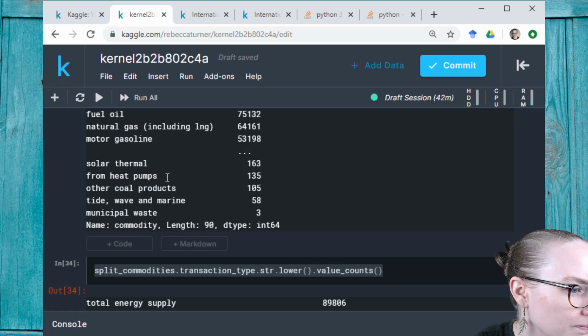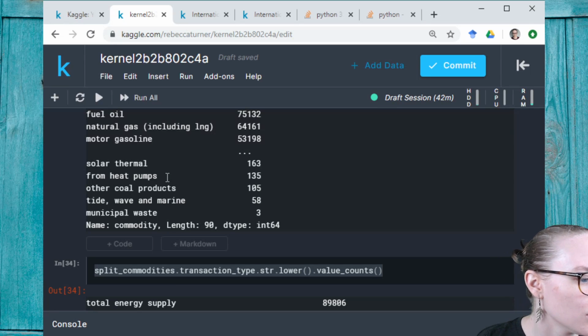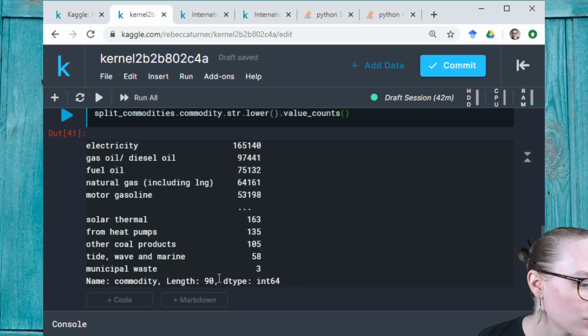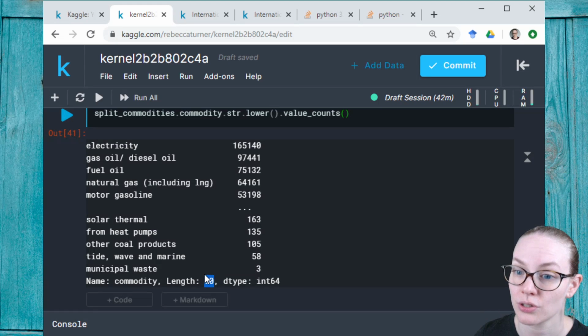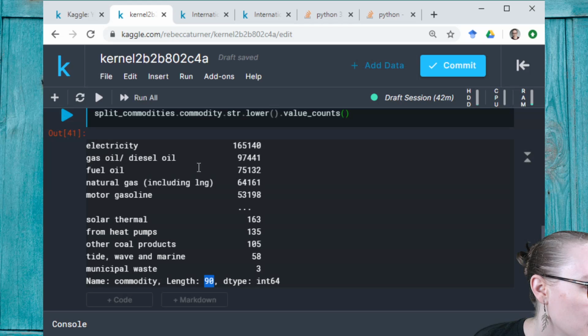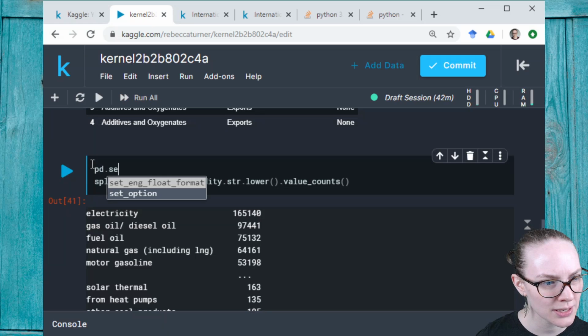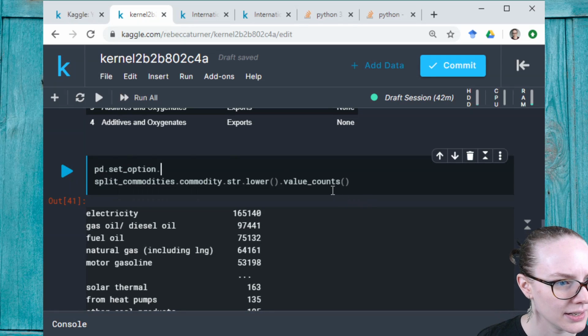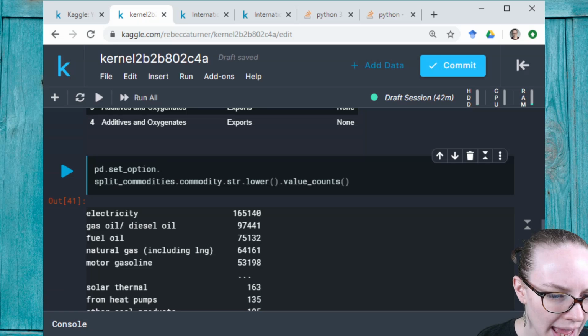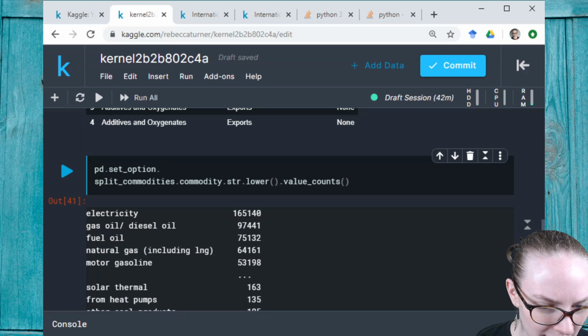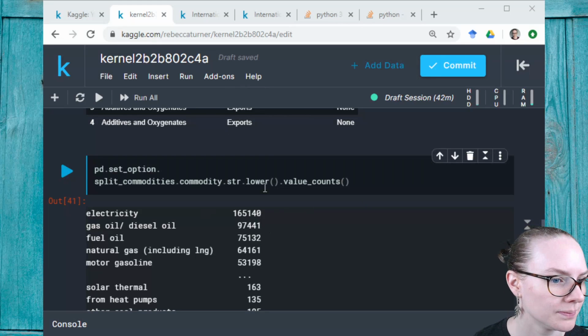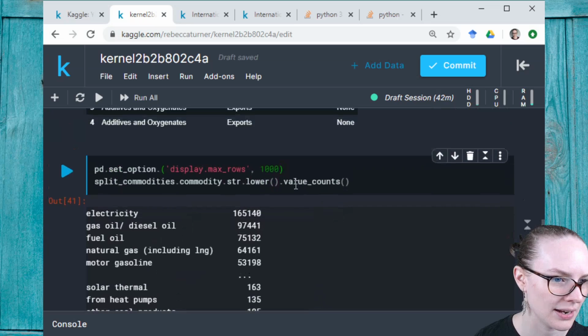Actually, this doesn't look too bad. We only have 90 different commodities. And what was it? The pd.set_option, was it? And then, was it something like display? I know somebody pasted it in the chat a while ago. Display max rows is the option. And I don't need 1,000, I just need 100.